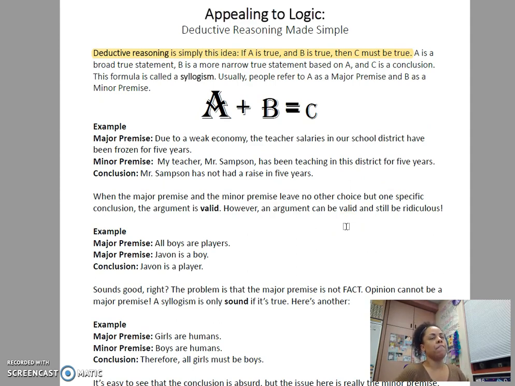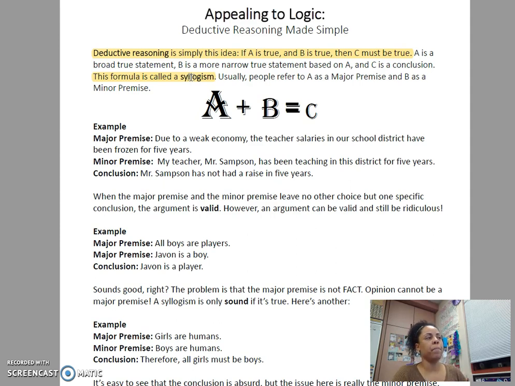Now, a couple of things that you need to consider. A is a broad true statement. B is a more narrow true statement, but it's based on, or it derives from, A. And then C is the logical conclusion that comes from both A and B. That is deductive reasoning. This formula is called a syllogism. Go ahead and highlight, circle, or underline that part.